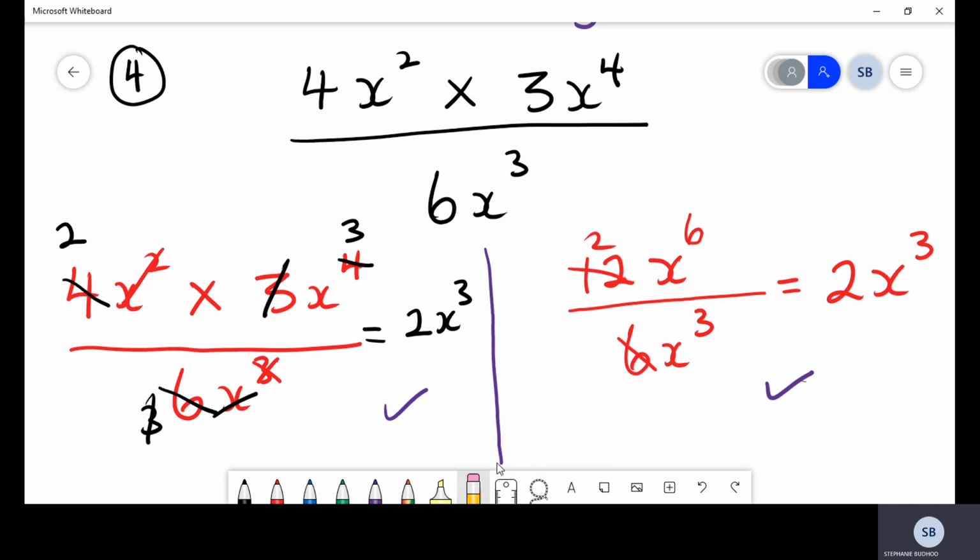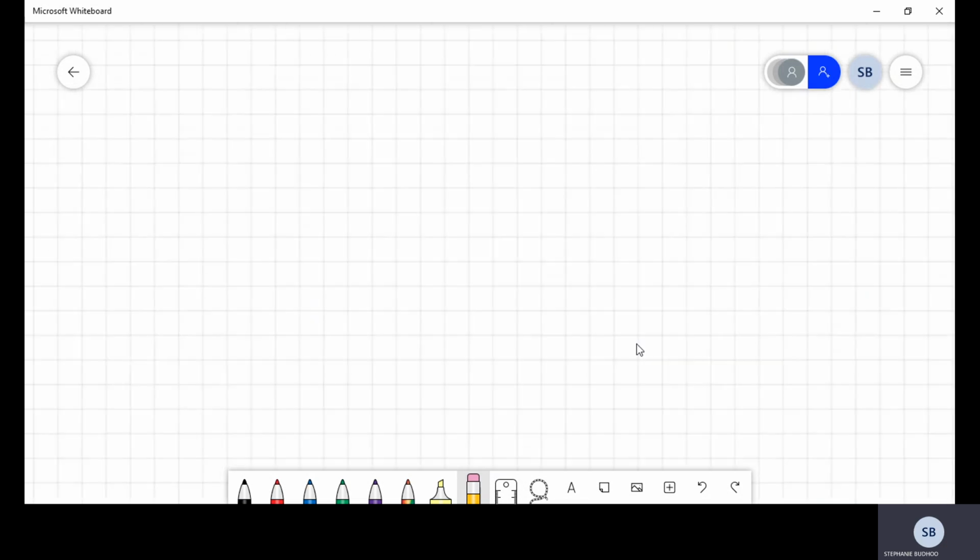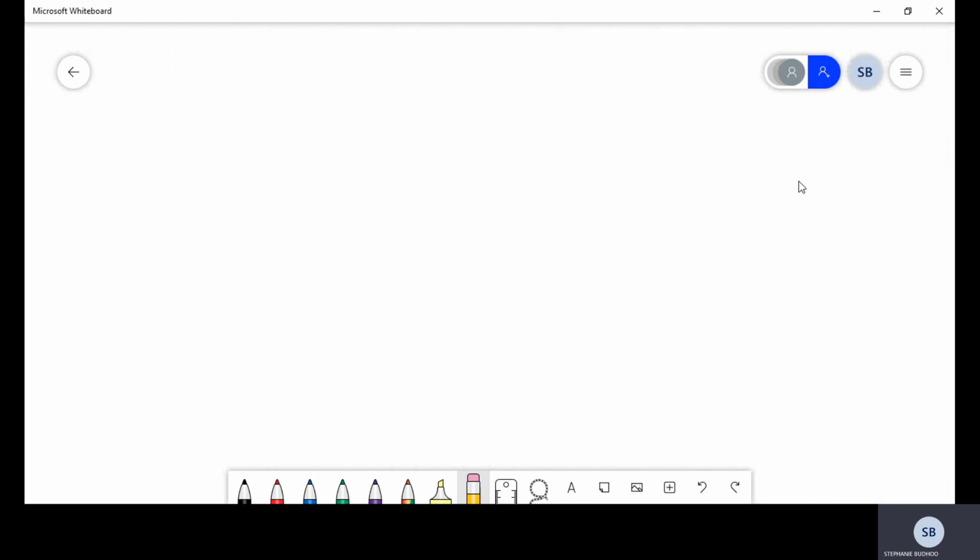So that's 4 examples here. Let me clear my screen and let's scroll up all the way to the top. This is my short break here. And we're going to try a next one that looks like that. So I think we're on number 5.